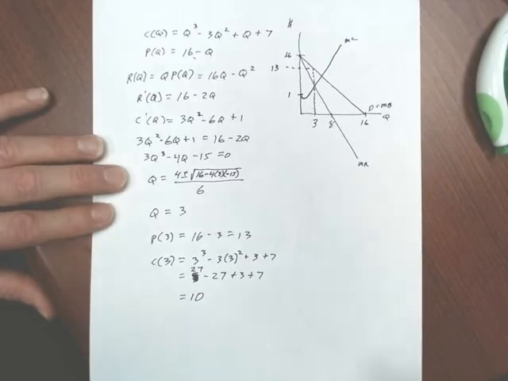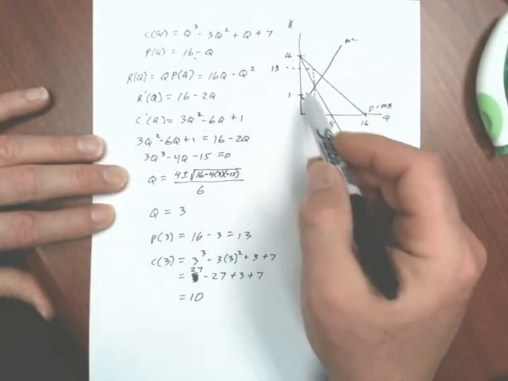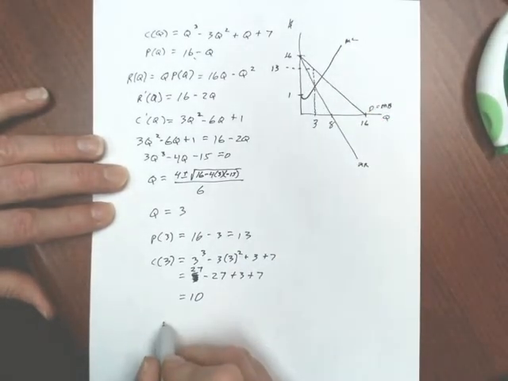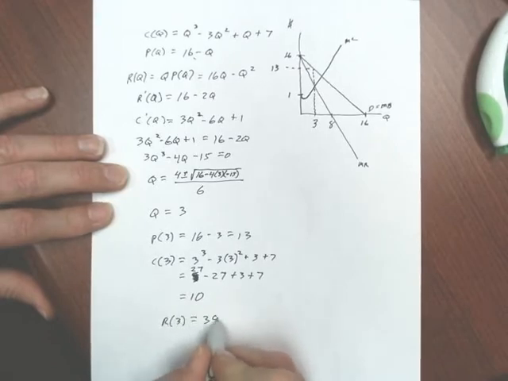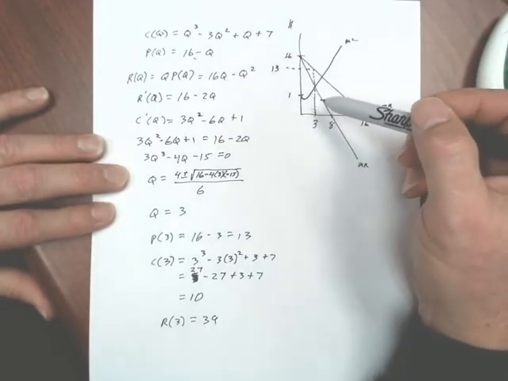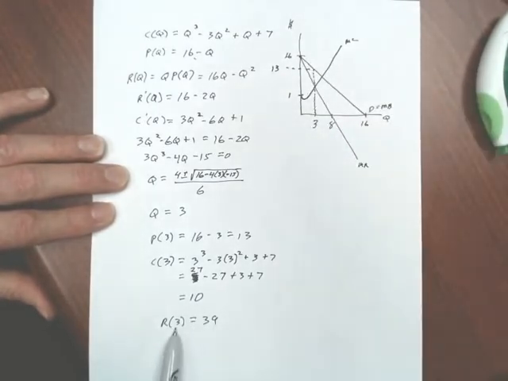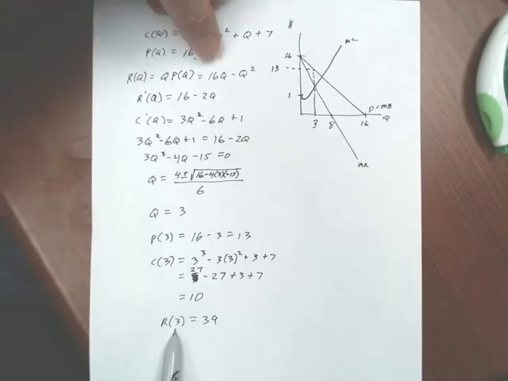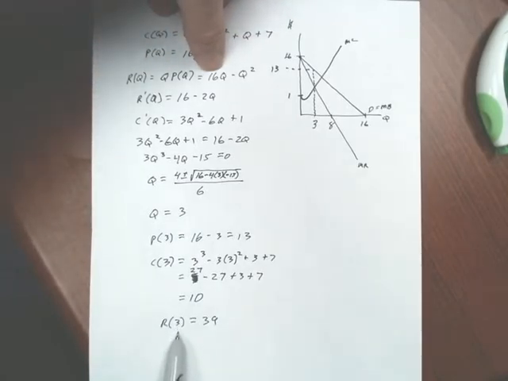What is total revenue? Well, it's price times quantity, which is 39. So revenue at 3 equals 39. Now you can calculate this as P times Q, or to be honest with you, if you took 3 and plugged it back into this revenue function, you'll get exactly the same number. You'll get 39.